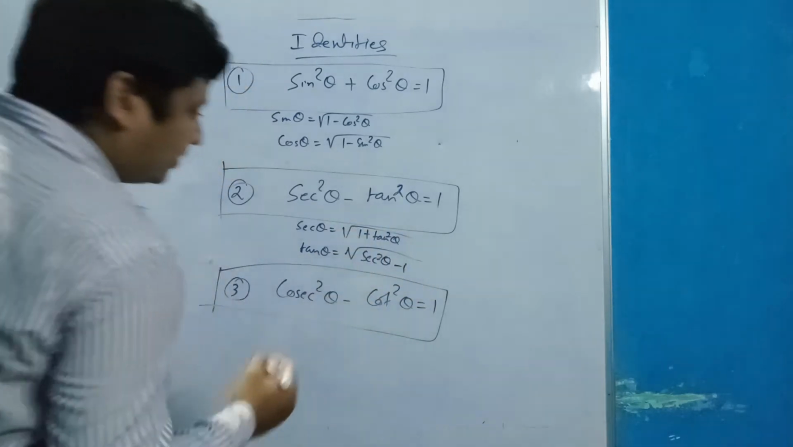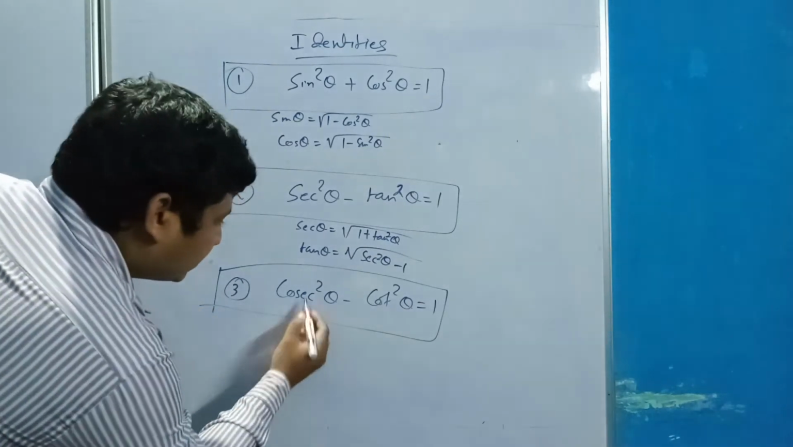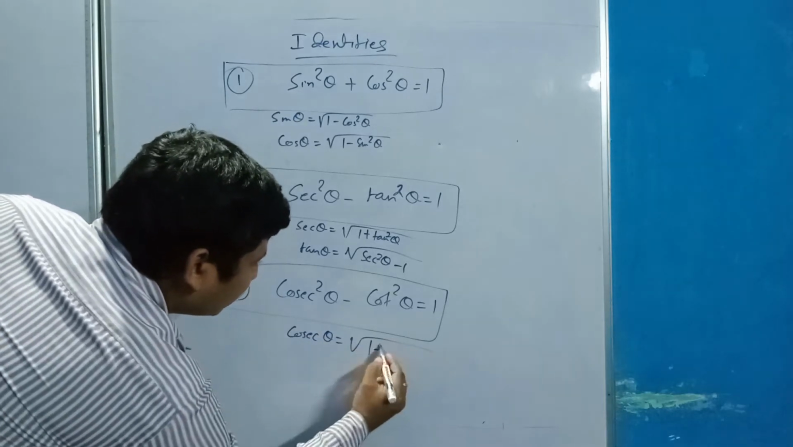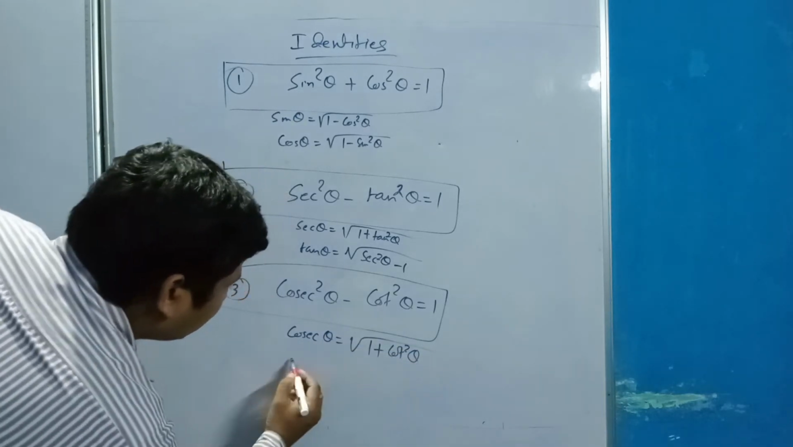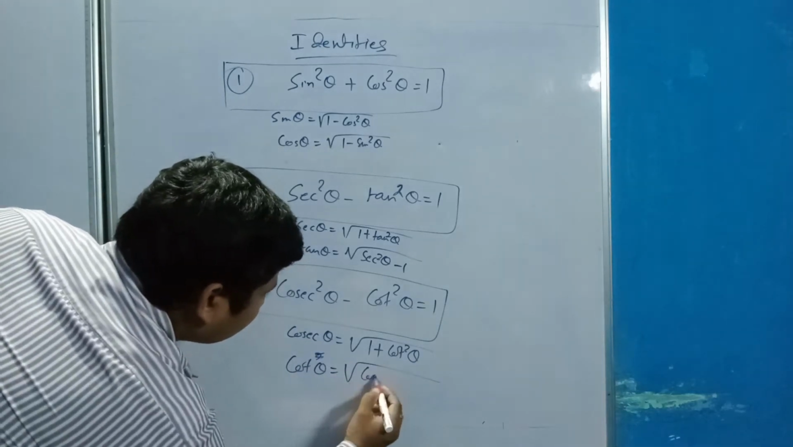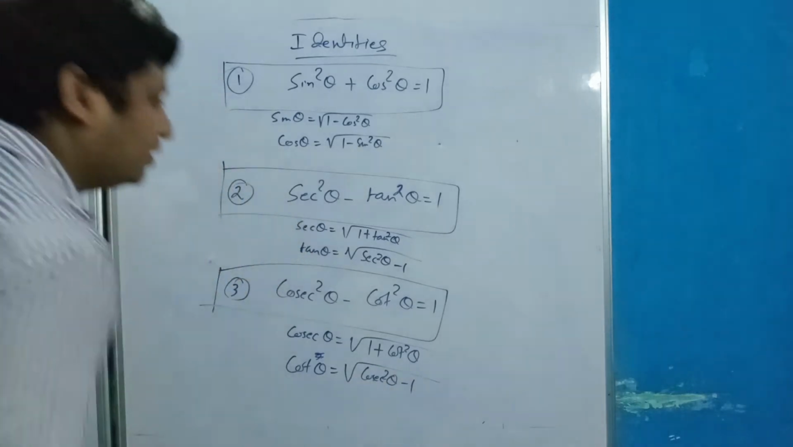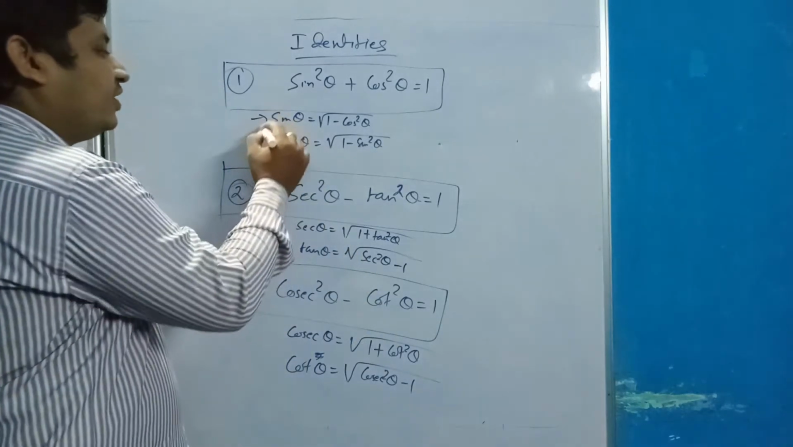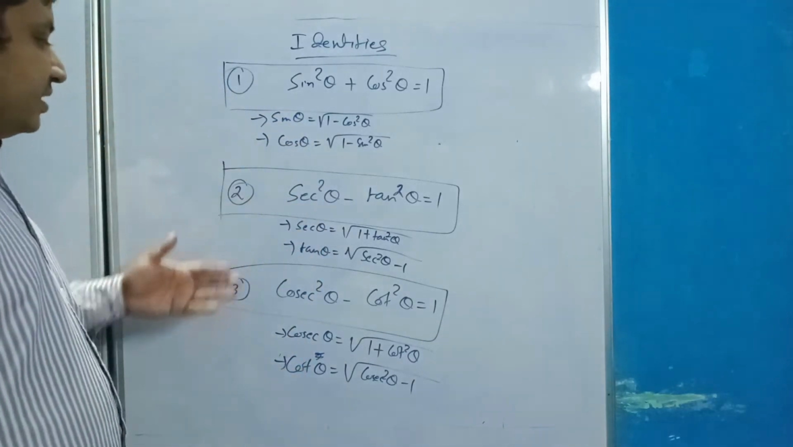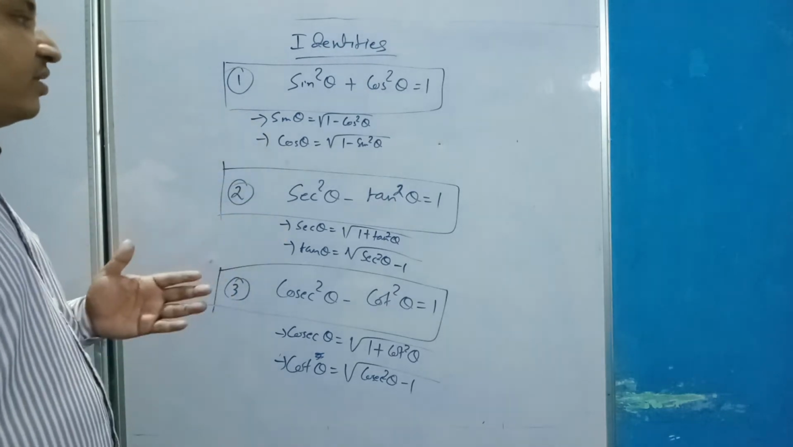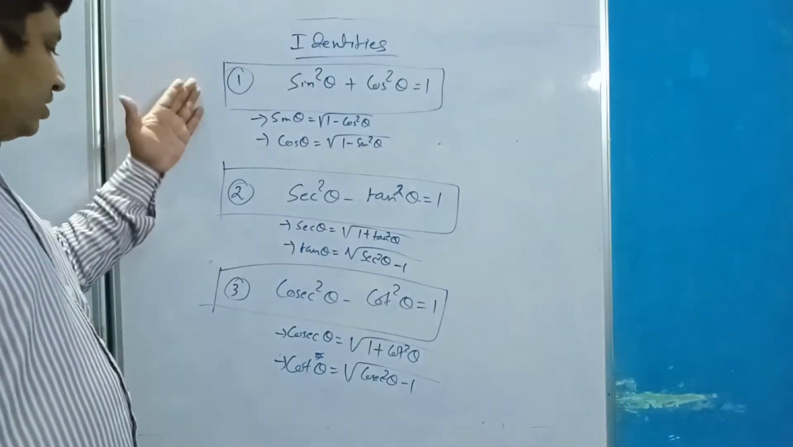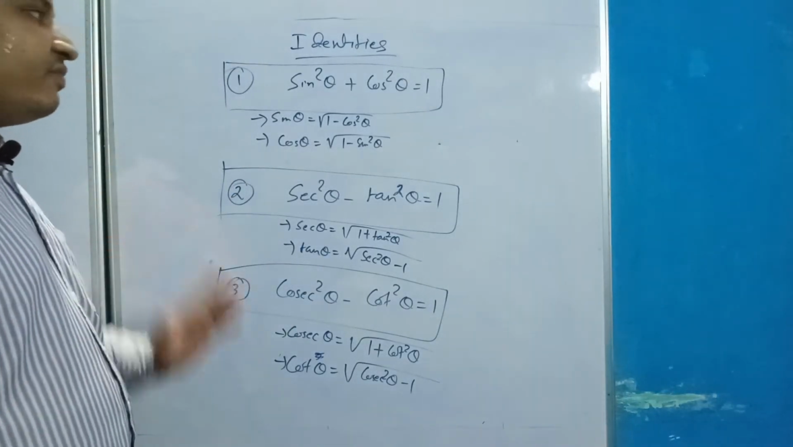It is tan square, sorry. Only it was written. Next, cosec theta equals to root over of 1 plus cot square theta. Cot theta equals to root over of cosec square theta minus 1. See, simply we got these 6 identities. 3 identities were there, more 6 we derived. Now we have a total of 9 identities. But I'll advise to remember these 3 identities. From here you can find the rest.